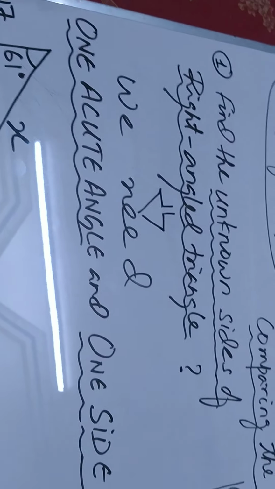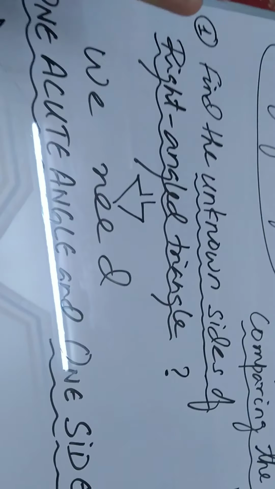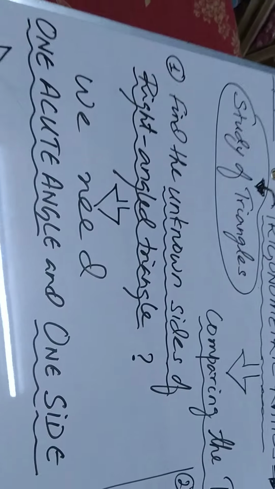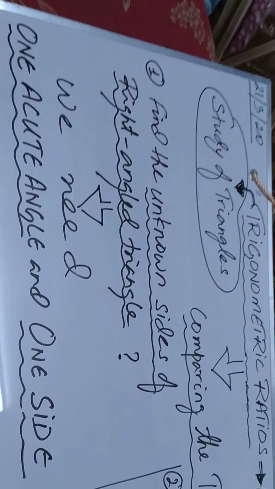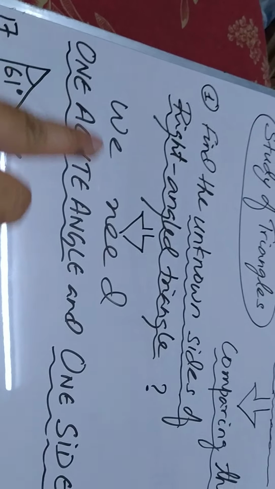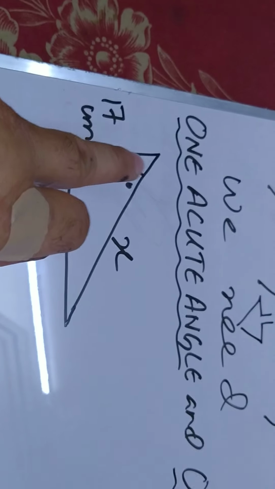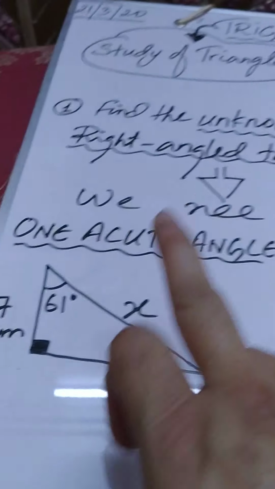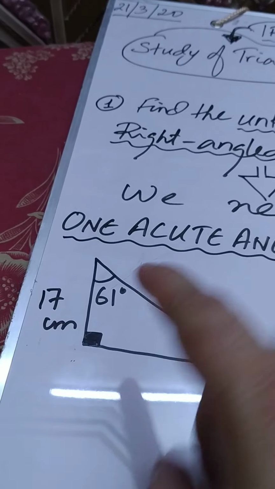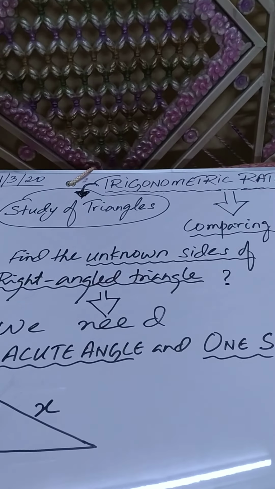So remember guys, when asked to find the unknown side of a right angle triangle, this is very important. Note it down: to find a side you must have one acute angle and one side, except the 90 degree angle. So look here guys, if asked to find this side, the hypotenuse, one acute angle is given and one side is given.